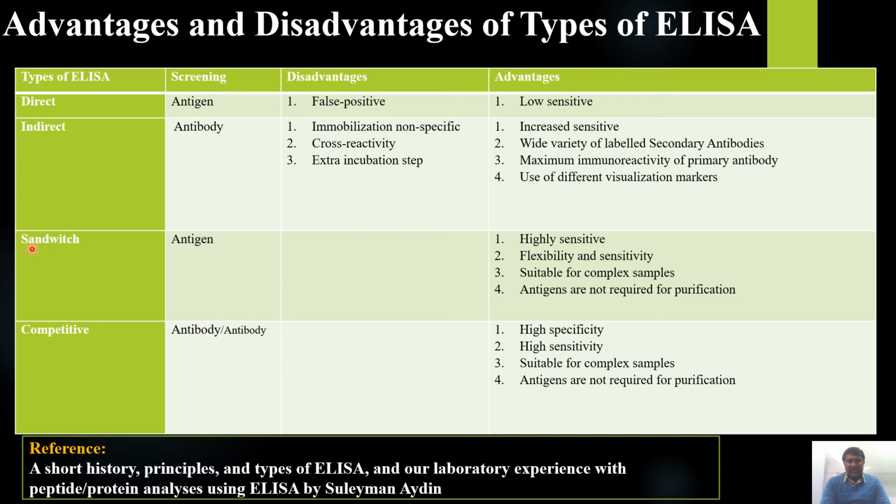In the case of the sandwich ELISA, you can screen the antigen, and it has no disadvantage, but it has the advantages: highly sensitive, flexibility, and suitable for complex samples. Antigens are not required to be purified. In the case of the competitive ELISA, you can screen both the antigen or antibody, and it has the advantages of high specificity, high sensitivity, and suitability for complex samples. Antigens are not required to be purified.